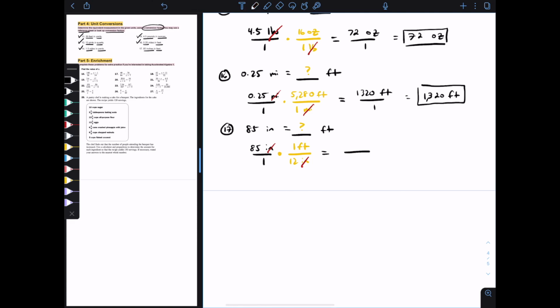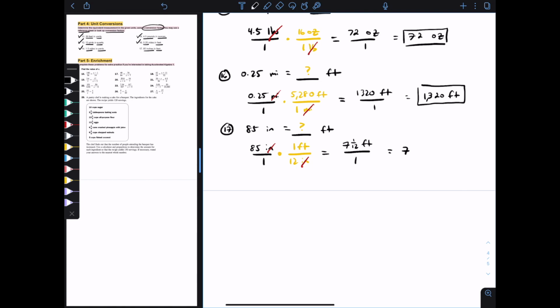So we can just write, how many times does 12 fit into 85? Well, it fits in 7 times, 84. So it's 7 and 1/12. All right, so 7 and 1/12. So 7 times 12 is 84 with 1 left over, over 1.